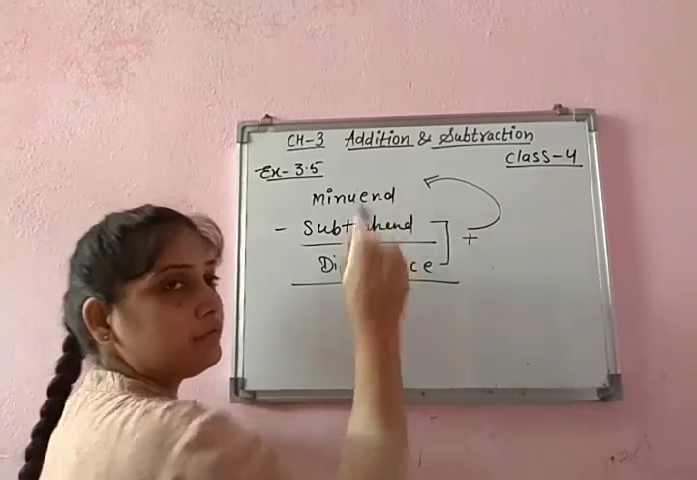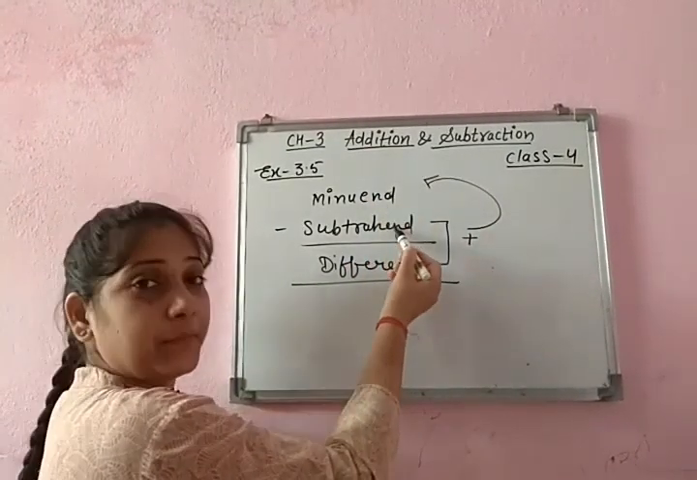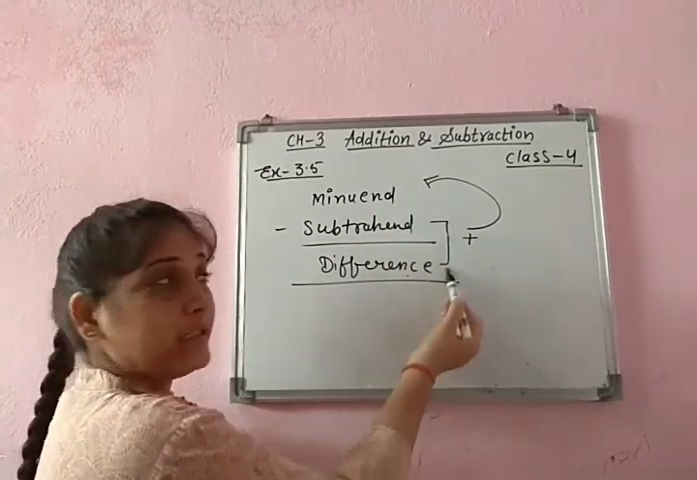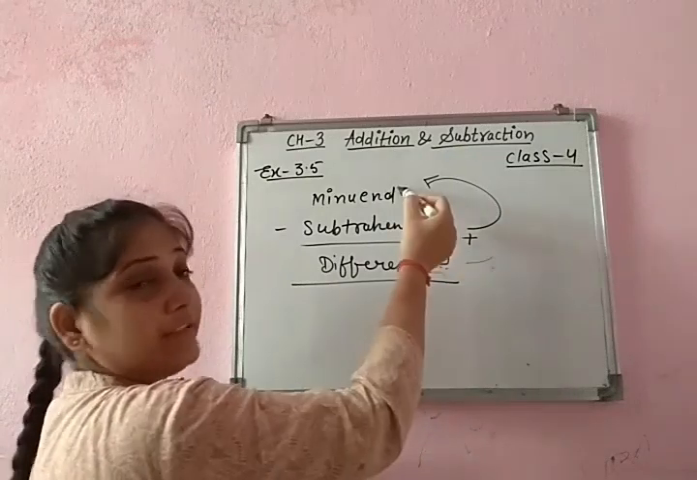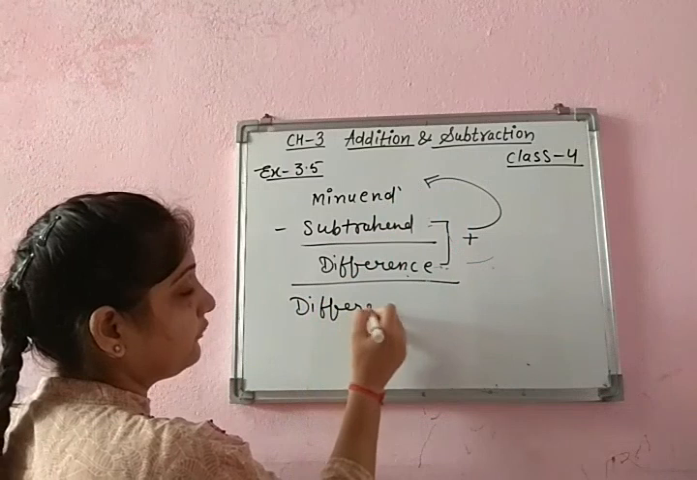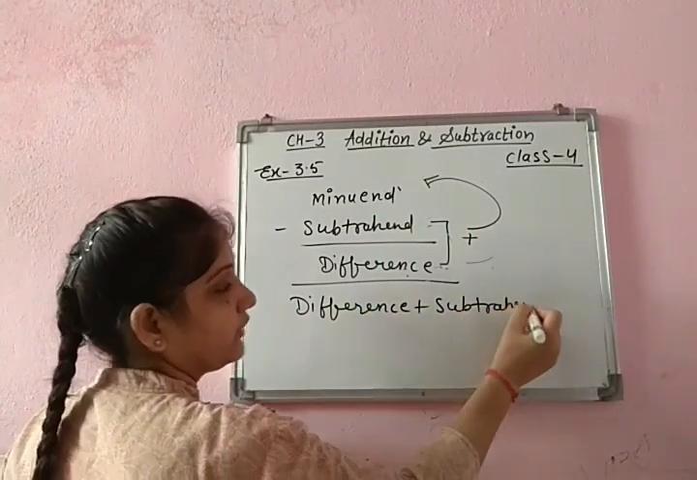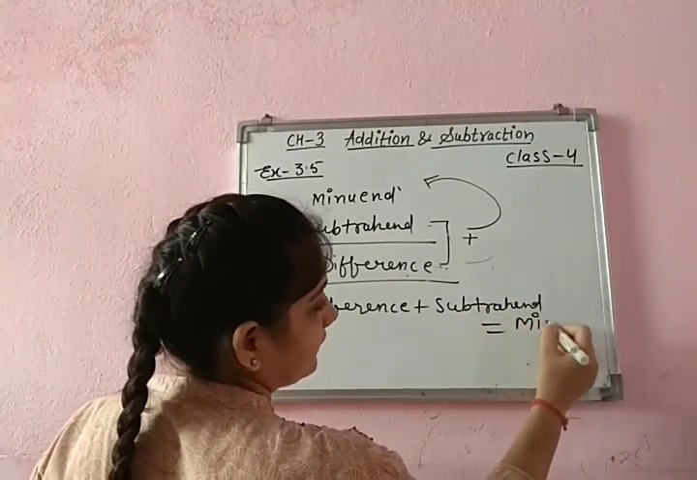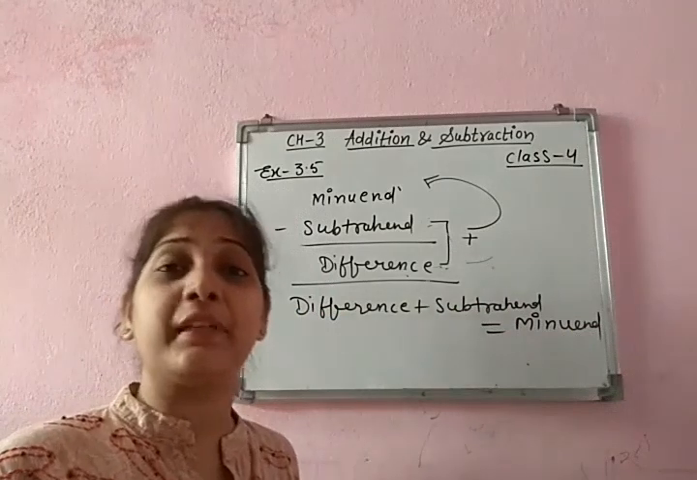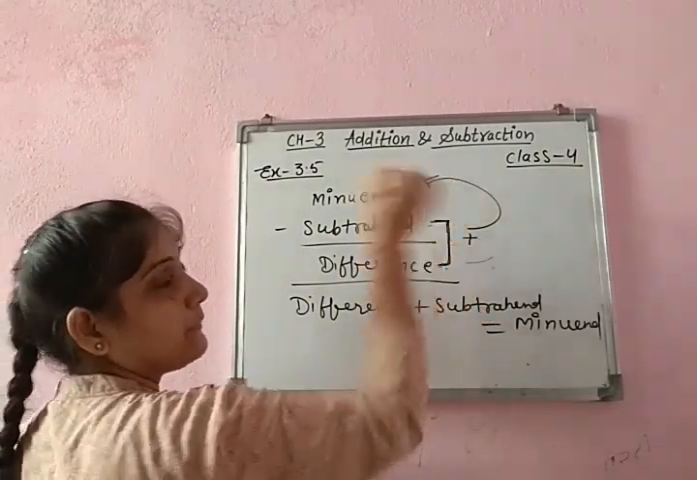So minuend, because we know minuend is the bigger number, and when we subtract a smaller number from the bigger one, we get the smaller one also. So these two numbers, when added, will give us the minuend. So I can write that if I add difference plus subtrahend, it will give me the minuend. You need to remember this because when we solve questions to find the missing places, this will help us. So the addition of these two will give us the minuend.